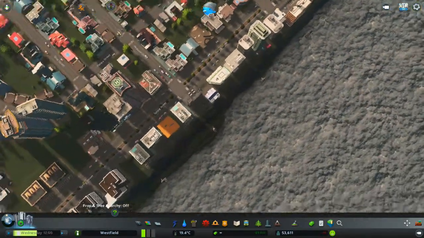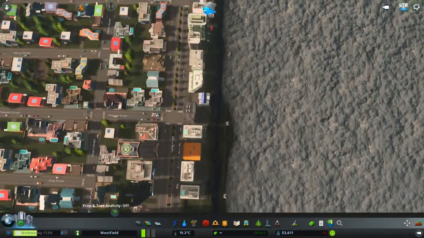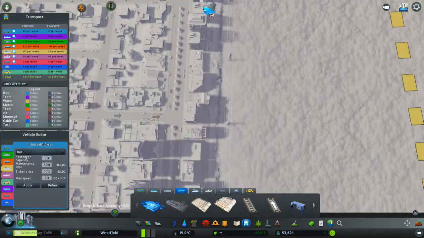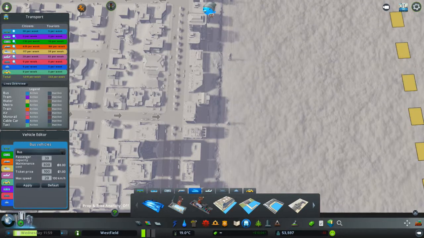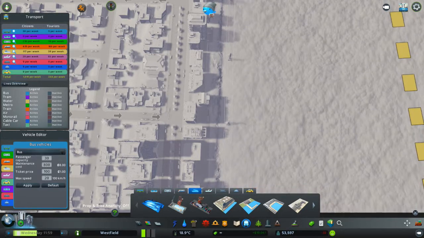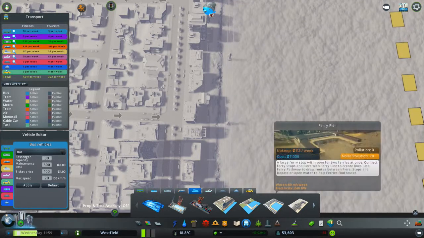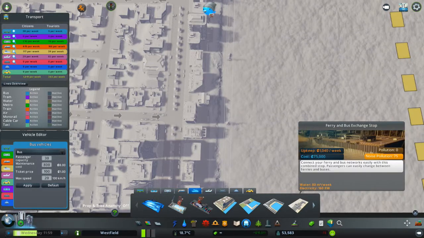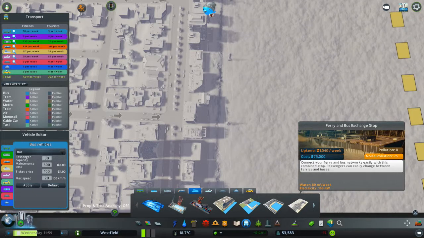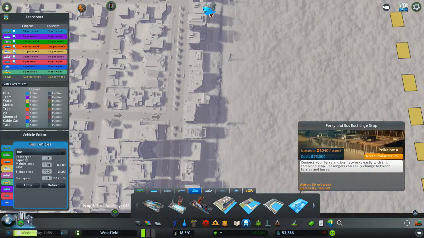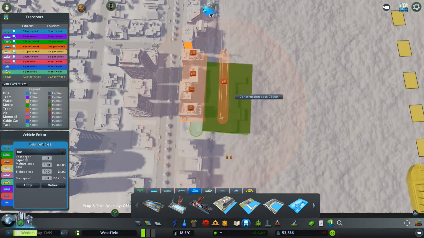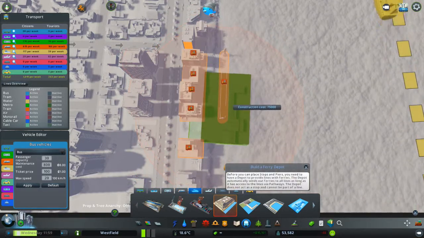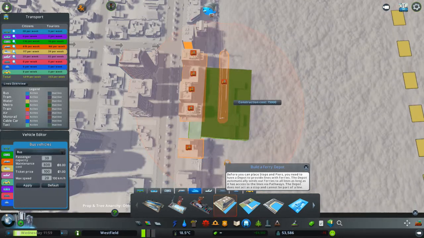So I think what I'm going to do is take the ferry, and we need to look across here at these items. That's a single pier, that's a double pier, and this is a ferry and bus exchange stop. If I take that for a moment, we'll see how large it is. It's very big. It's going to take a huge amount of this area up, and you can see there's a road wanting to go in down at the bottom.